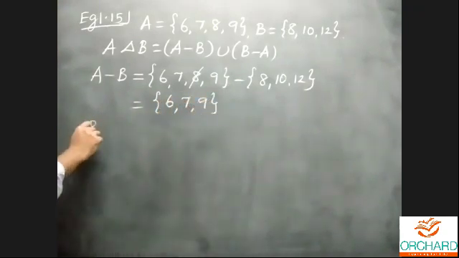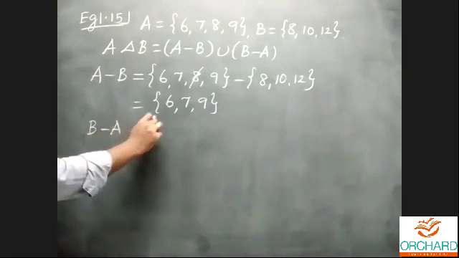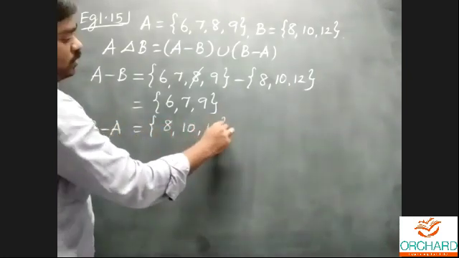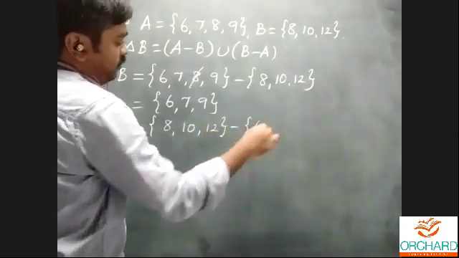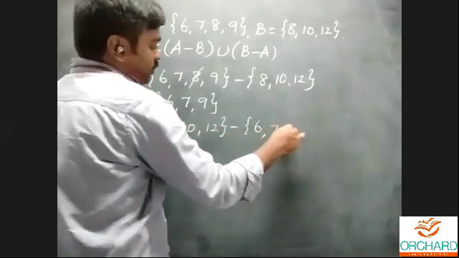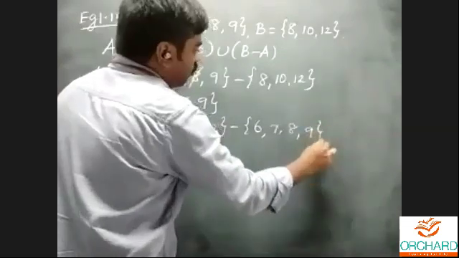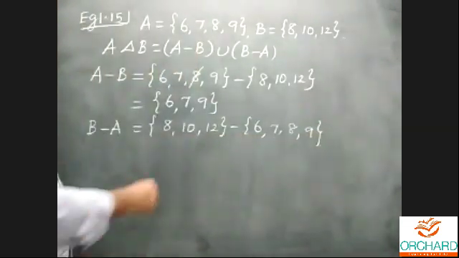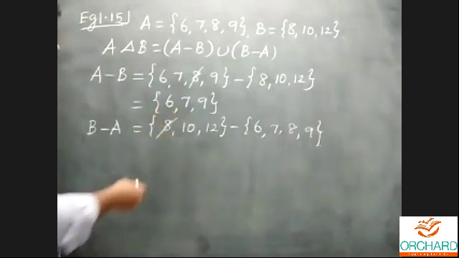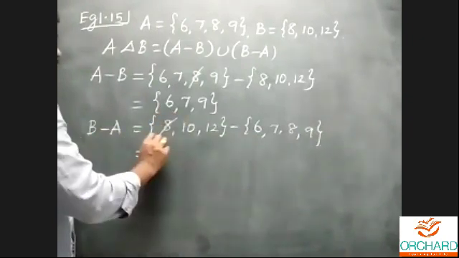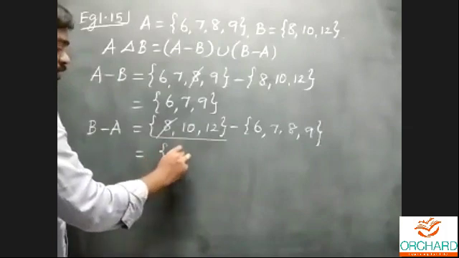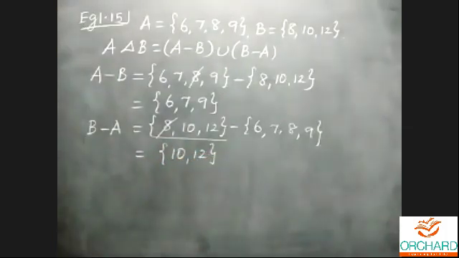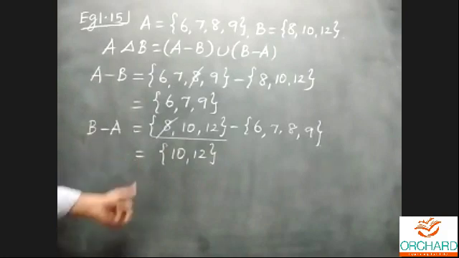Next, B difference A. Write down the elements of set B first: 8, 10, 12. Difference, the elements of set A: 6, 7, 8, 9. Remove the elements of set A from B. So what's the common element? 8 only is common. Then write down the remaining elements of the first set. What are the remaining elements? 10, 12. This is the difference between the sets B and A.